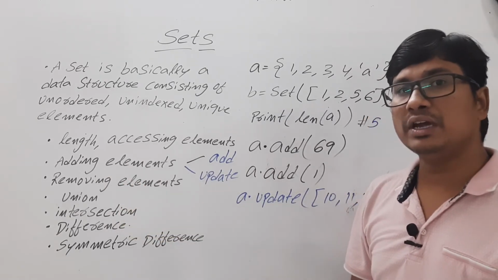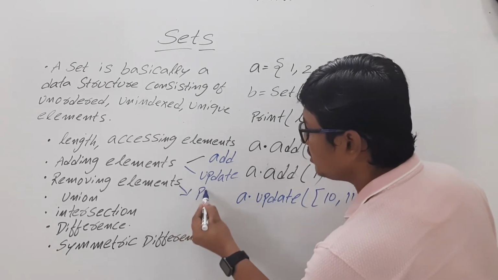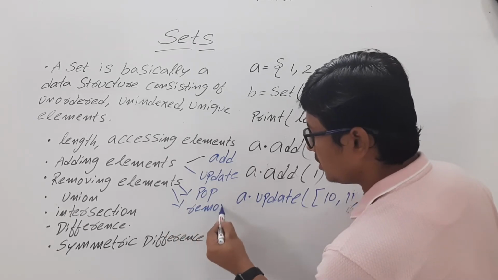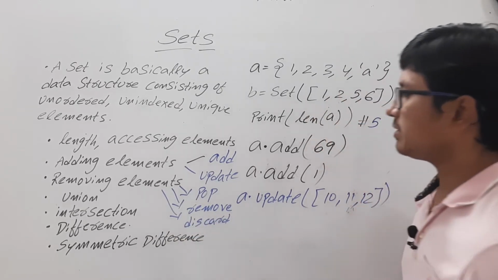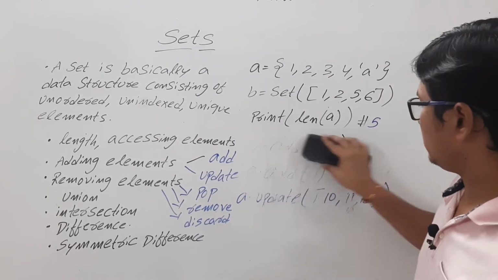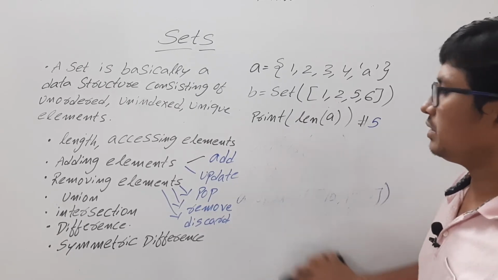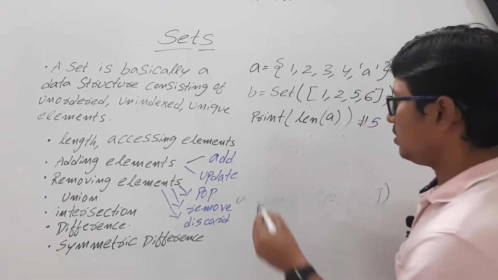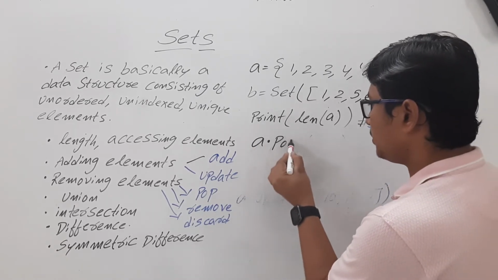Now let me discuss how you can remove the elements from the set. You have three functions: pop, then remove, and then the next one is discard. Now let me discuss these three functions in detail for you. Let me erase this one so that we can use this space to discuss removing or deleting the elements from the set. First, let me discuss pop. I need to specify the name of the set dot pop.